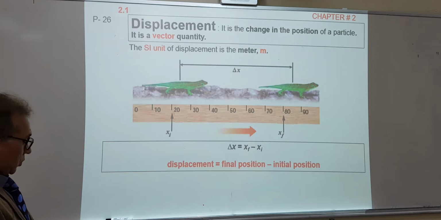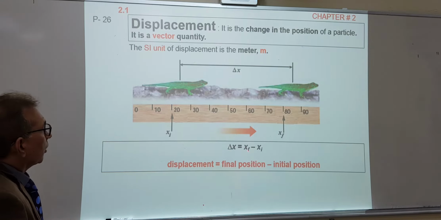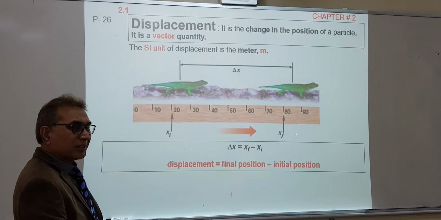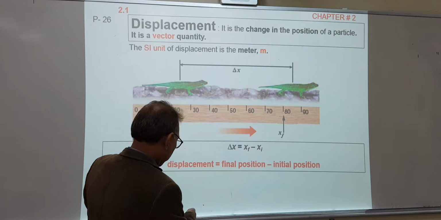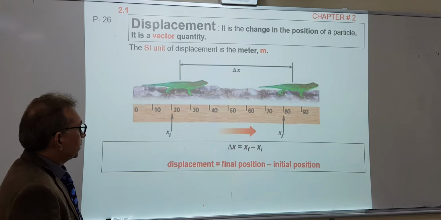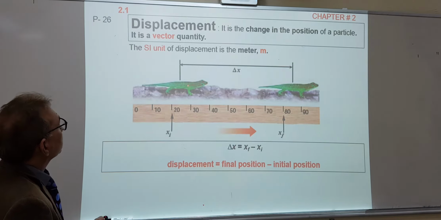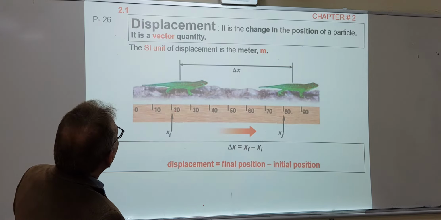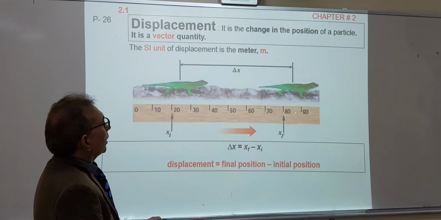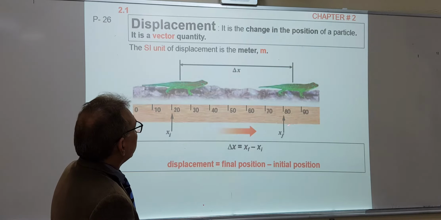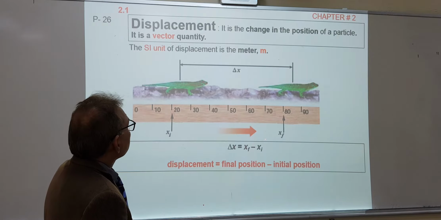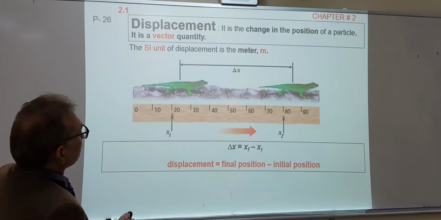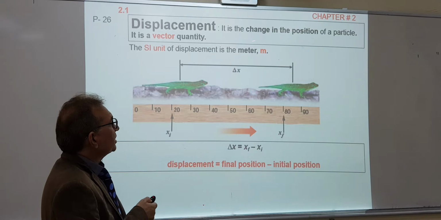And what is the rule? Always final position minus initial position. Keep in mind, this is the basic rule to find the displacement between the two positions for an object. For example, if you see this crocodile, it's here at x initial, for example, 20 meters, x final, for example, 80. So final is 80 minus 20 is equal to 60. For example, you will get its displacement, and the unit is meter.